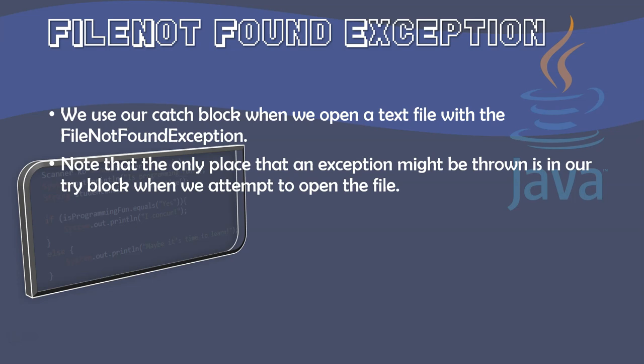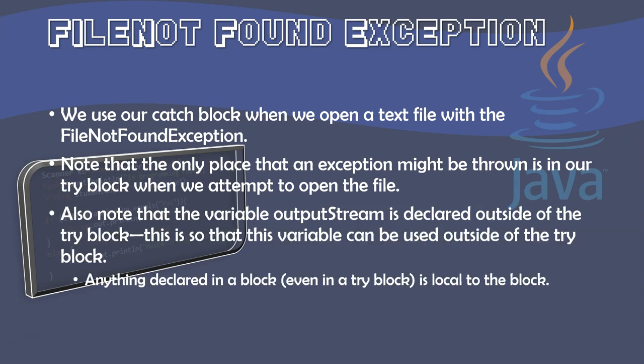The only place an exception might be thrown is in our try block when it tries to open up the file. Also note that the variable outputStream is again declared outside the try block. This is so that the variable can be used outside. If we try to use it, just like when we had scanner fileIn, and it's not declared outside the try block, it's not going to know what to do with it. It's going to give us a bunch of errors. Anything declared in a block, even a try block, is local to the block. It only exists within those curly brackets.